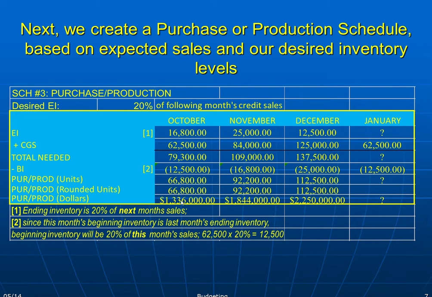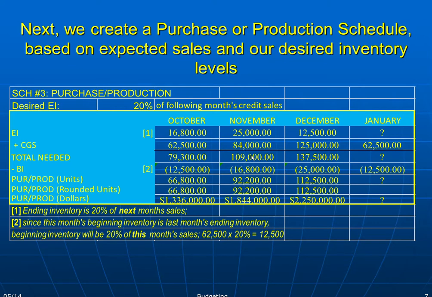And then what's going to be the dollar amount of purchases? Assuming a purchase price of $20, it's going to be $1,336,000. Okay, let's do the month of November. Over here in the month of November, I have a desired ending inventory. How much will that be? 20% of my December sales. My budgeted December sales is 125,000 units. So 20% of that is 25,000. That's what I want to have in ending inventory in the month of November. Then I will also need the 84,000 units that I expect to sell in the month of November. So in total, I'm going to need 109,000 units.